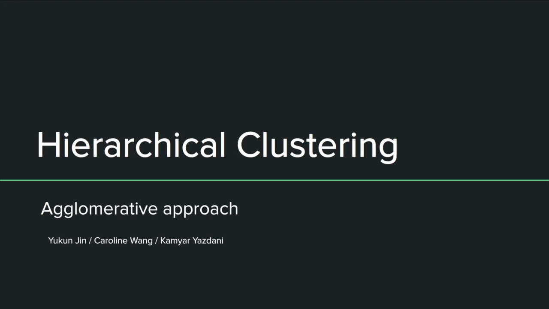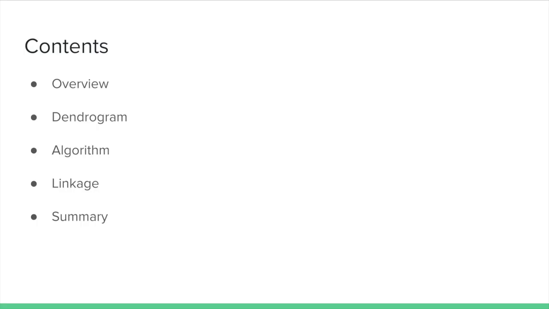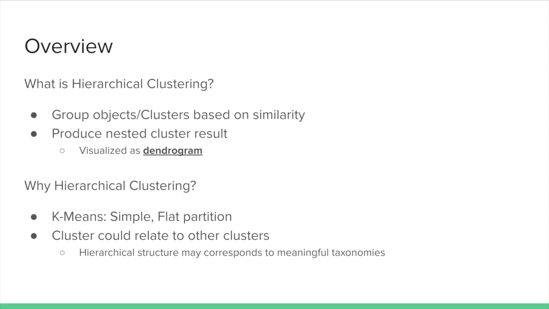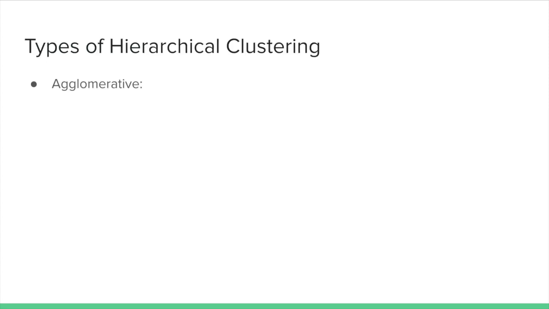So hierarchical clustering: in class, we learned about k-means clustering and spectral clustering. Hierarchical clustering is another approach that groups objects and clusters based on similarity, and we produce a situation where we relate clusters together, and that's something that k-means really lacks, as we do not understand the connection between different clusters. In hierarchical clustering, we have two main approaches: agglomerative and divisive.